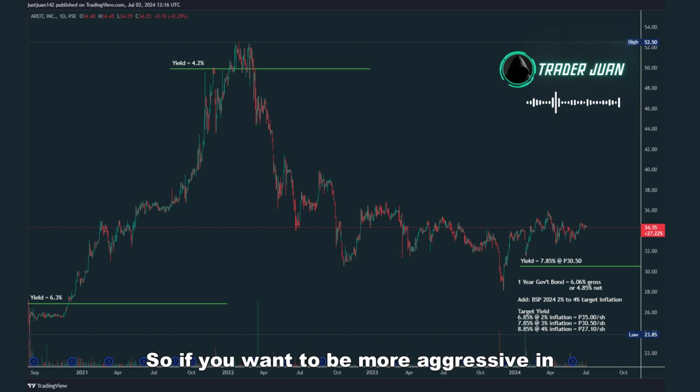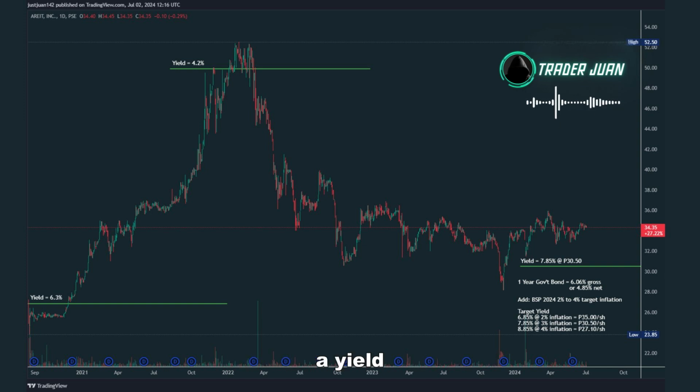No? So if you want to be more aggressive in protecting your downside risk there. No? So at 2%, that's 35 pesos yung REIT. Well, you should be buying now. Or you can wait at a lower price, so that's around 27 pesos, if you want a yield at the 4% inflation target, which gives you a yield of 8.85%. Now, this is forecasted, so you may want to buy now, so you would get a 7.85 yield.